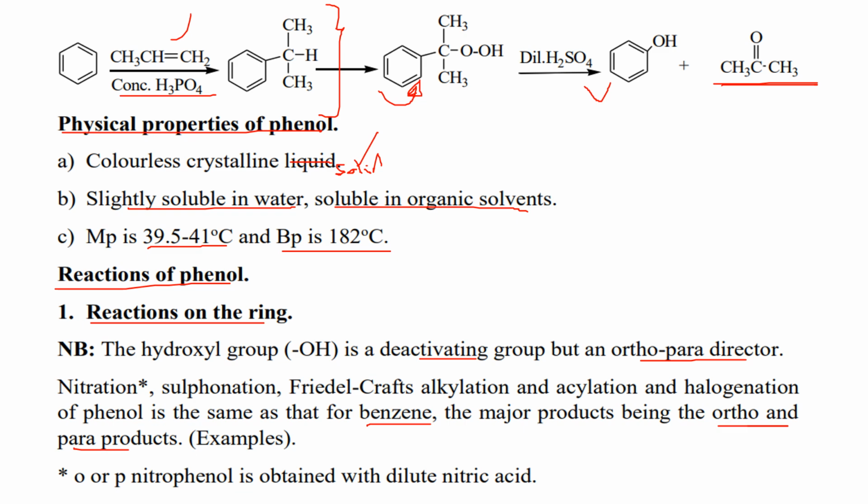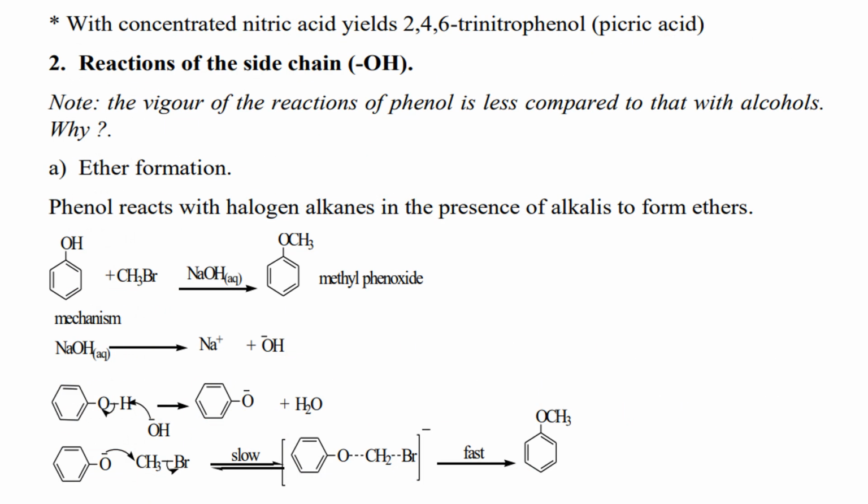Now you're saying that nitrophenol is obtained with dilute nitric acid, as you are going to be looking at it in detail. With concentrated nitric acid, we shall be yielding 2,4,6-trinitrophenol. I've said that you're going to be looking at this in detail.